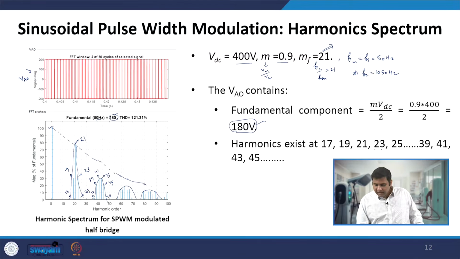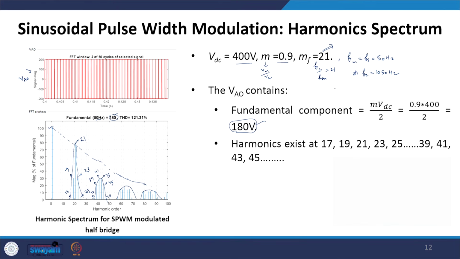If we take this MF much higher, then the harmonics will exist at those higher frequencies. If we keep our carrier frequency very high, or we can say we keep our switching frequency very high, we are pushing the harmonics to very high frequencies, and that is when we can design a smaller filter to filter out those high frequency harmonics and let only the fundamental component go through.